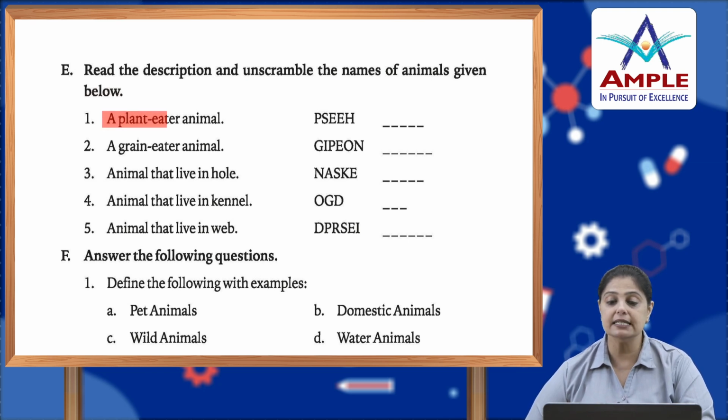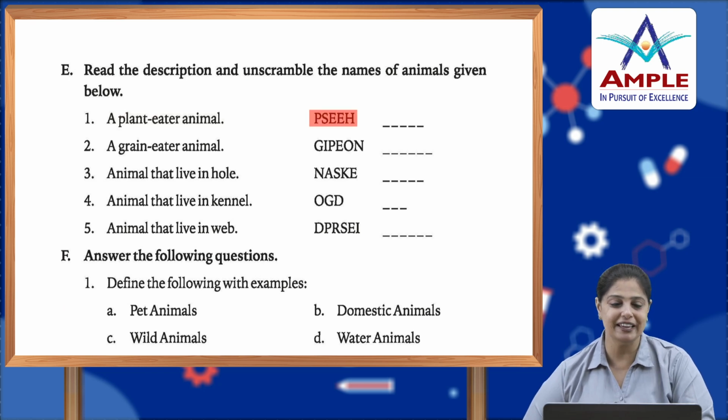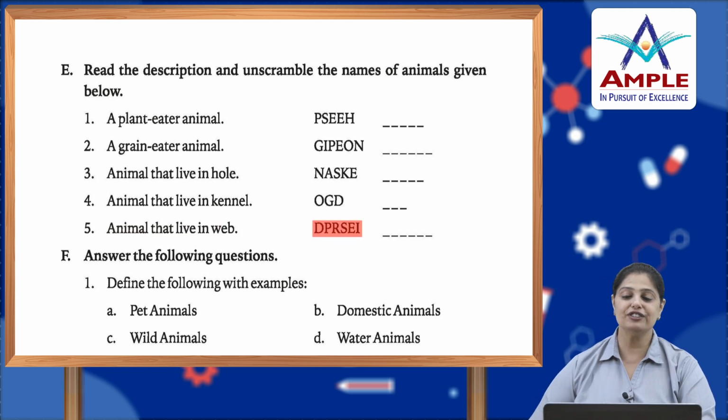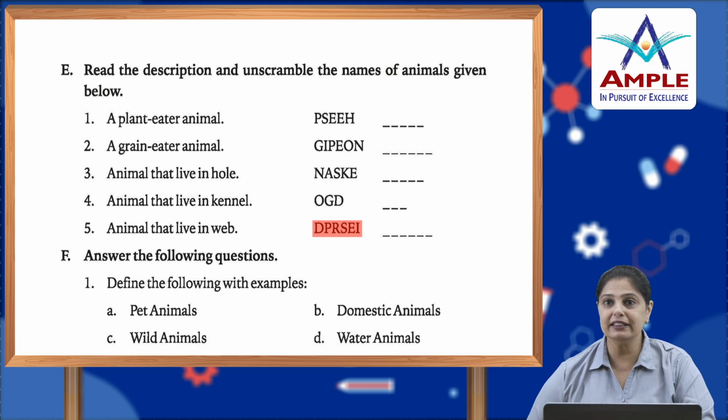A plant eater animal, it's a sheep. A grain eater animal, pigeon. Animal that lives in hole, snake. Animal that lives in kennel, dog. Animals that live in web, spider. Alright? So children, I hope you will be able to write the spellings. S-H-E-E-P, sheep.